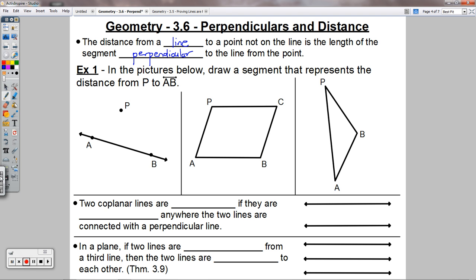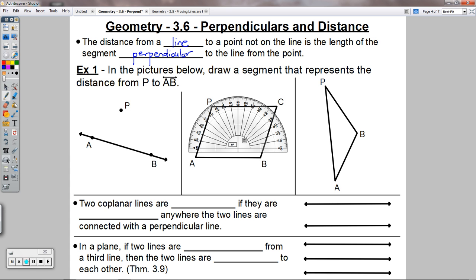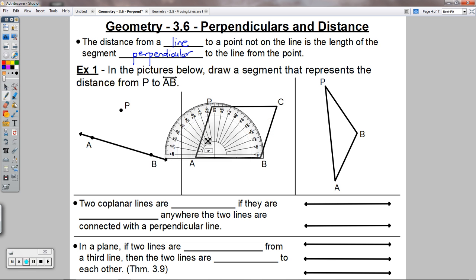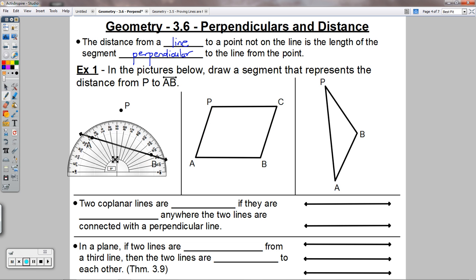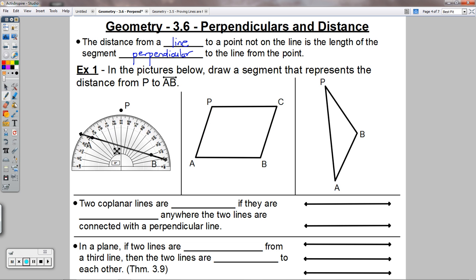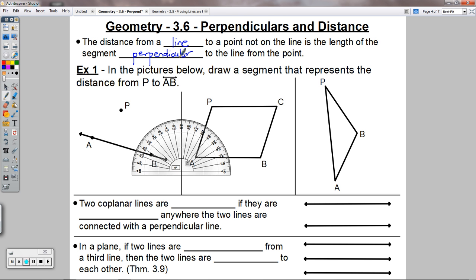I'm going to actually get out a protractor here and show you how to do this precisely, how to do this as accurately as we possibly can. That's what I'm looking for there. So I'm going to move my protractor around, and I'm trying to draw the distance from a line to a point not on the line. Here's my line. I'm trying to draw the distance from P to that line.